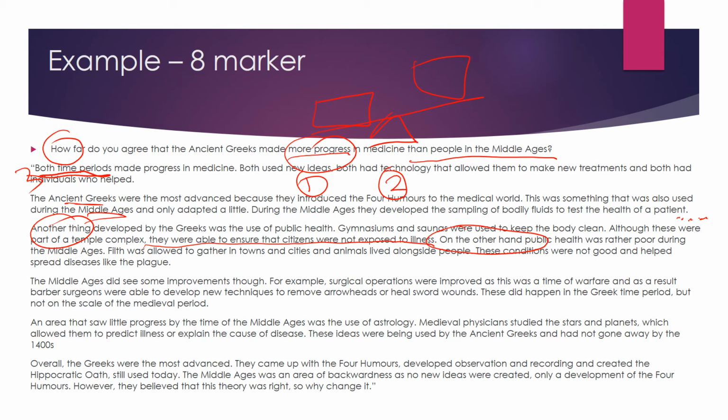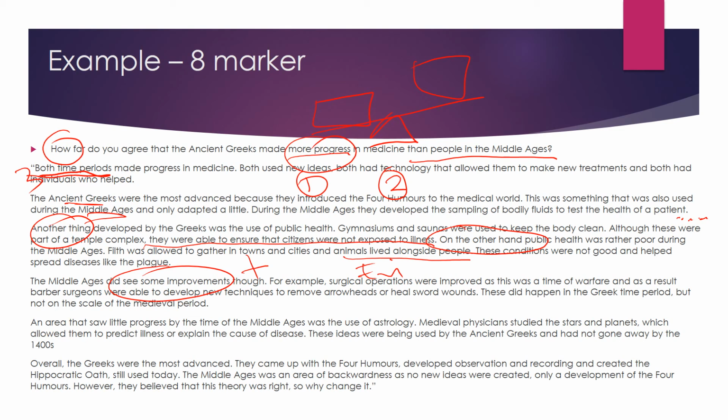It was a rather poor system of public health in the Middle Ages. So I'm comparing again. Filth was allowed to gather and animals lived alongside people. The Middle Ages did see some improvement, so I'm now starting to talk in a positive light about the Middle Ages, which is contrary to what it says in the question.